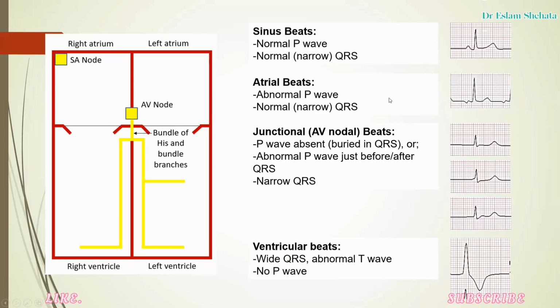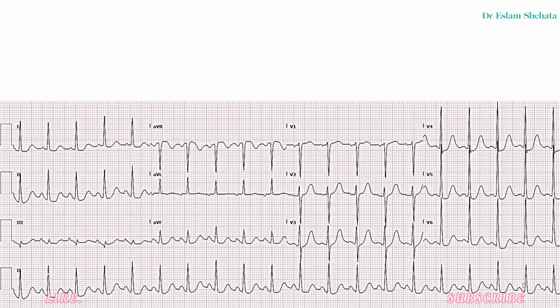And so we've seen this slide before. Sinus beats will have the normal P wave followed by the QRS. Atrial beats will have an abnormal P wave followed by a normal narrow QRS. Junctional beats, well, the P wave might be absent. It might occur just before or just after the QRS, but the point is we still have narrow QRS complexes with junctional beats. And with ventricular beats, there's no P wave because we're starting in the ventricles, and then we have a wide QRS complex. Now, if you see these patterns in your tachycardia, you've just identified which type of tachycardia you're dealing with. Now we're going to talk through a couple of examples.